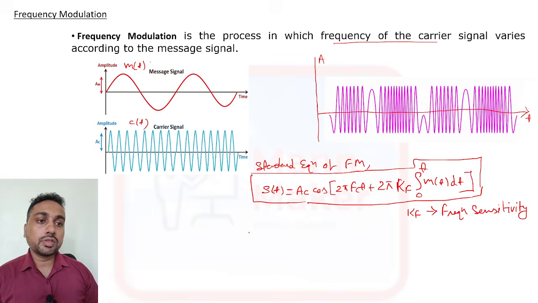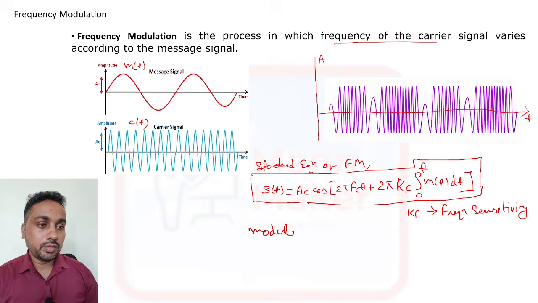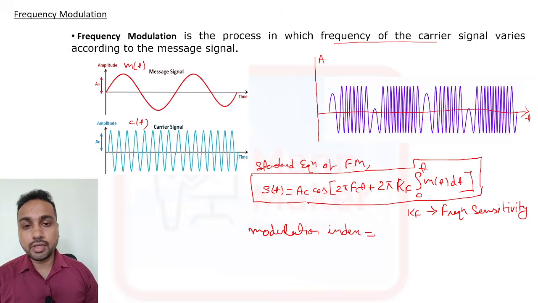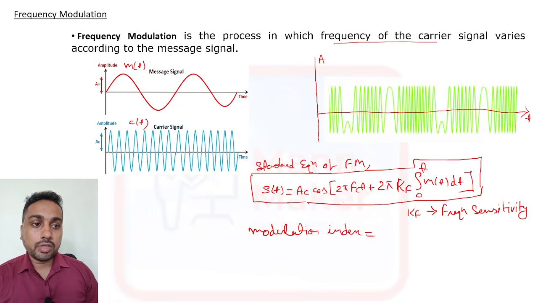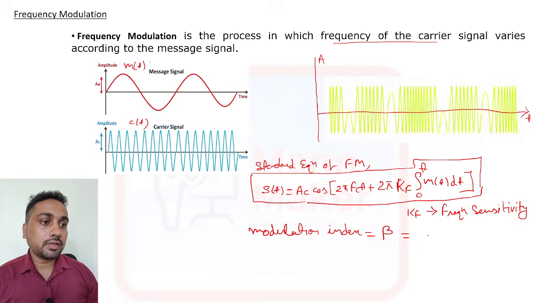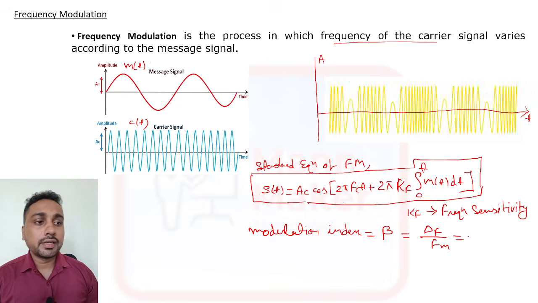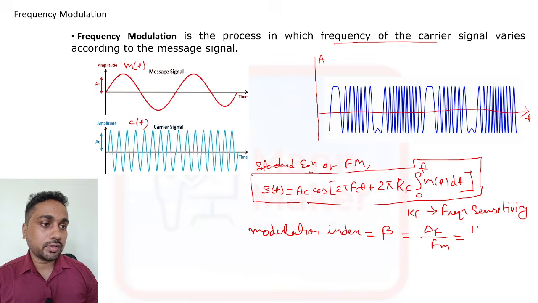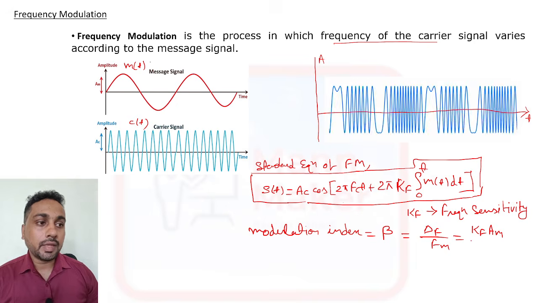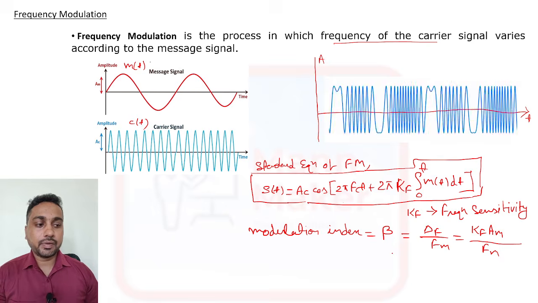Now here, in frequency modulation also, we have a modulation index. As in amplitude modulation we calculate our modulation index, that is mu, here it is denoted by beta. And beta is equal to what? Del f divided by fm. Del f is the frequency deviation, that is kf times Am, the frequency sensitivity and the message signal amplitude. Then this is divided by fm. So this is beta.